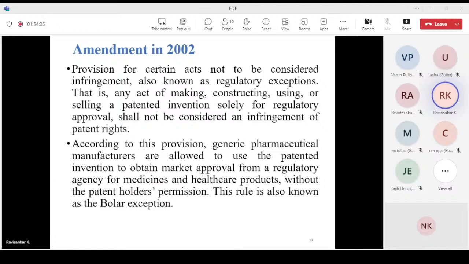So according to this provision, these generic pharmaceutical manufacturers are allowed to use the patented invention to obtain market approval from a regulatory agency for medicines and healthcare products without the patent holder's permission. So this rule is also known as Bolar exception.